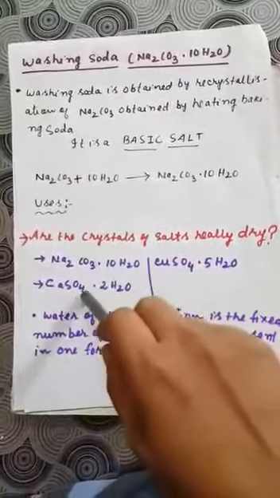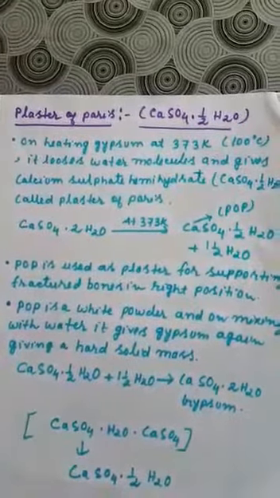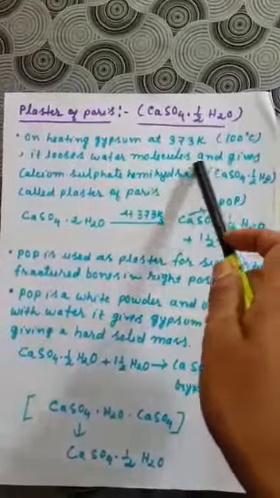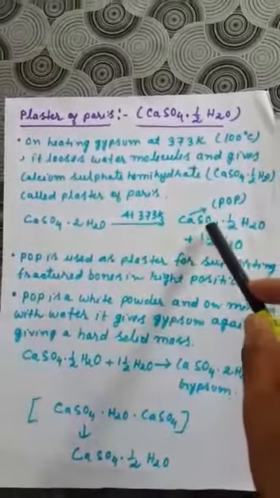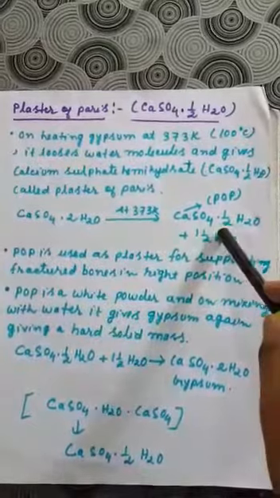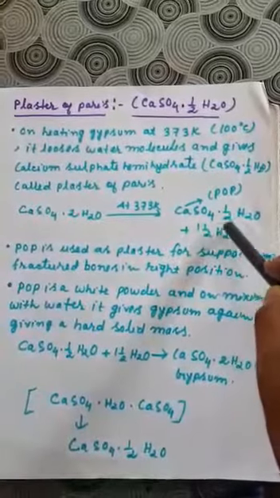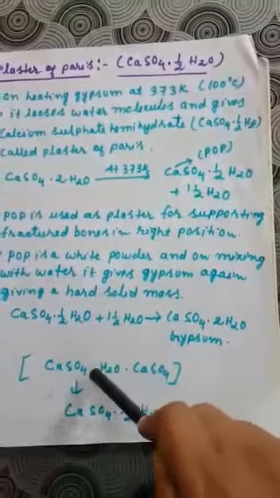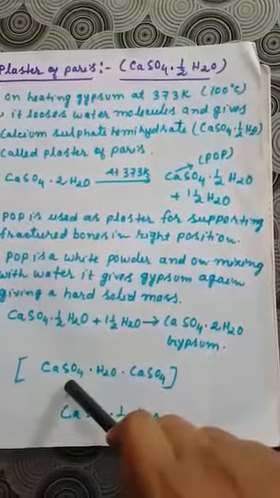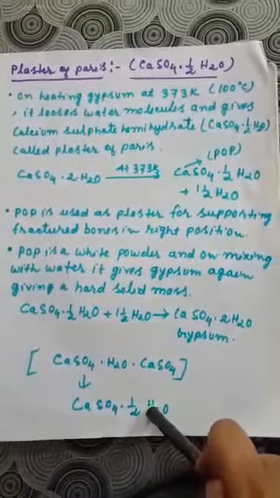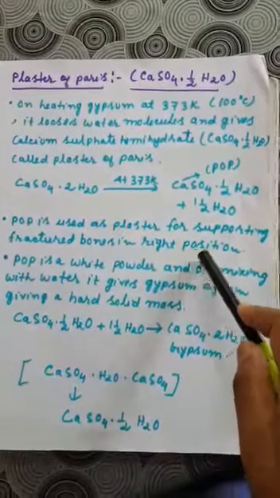This is the formula of gypsum. So today we will learn something about gypsum. When we heat gypsum at 373 Kelvin, that is exactly 100 degrees Celsius, we get CaSO4 half water, calcium sulfate hemihydrate, and this is called plaster of Paris. Now the question may arise in your mind, how do half water molecules remain with them? Actually, 2 calcium sulfate can hold 1 water molecule, so 1 calcium sulfate will hold half a water molecule. Am I clear? Plaster of Paris is used as plaster for supporting a fractured bone in the right position. It is used by doctors.